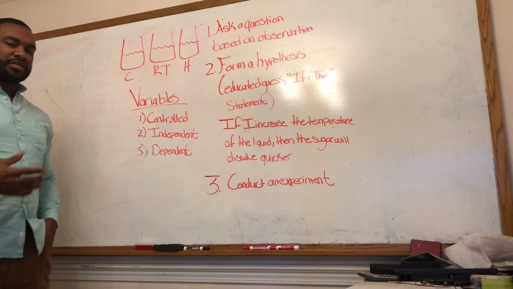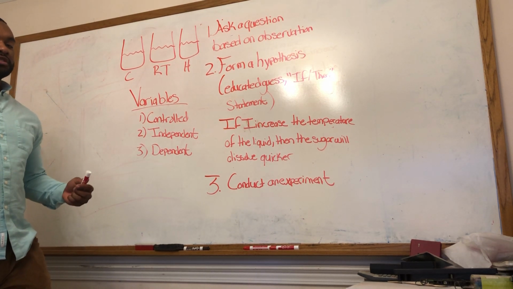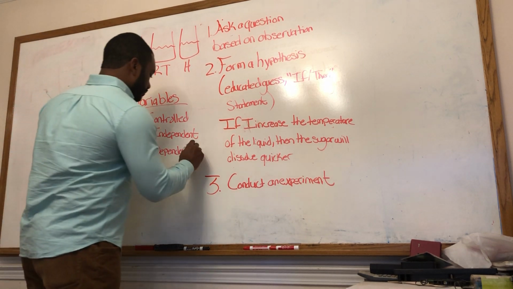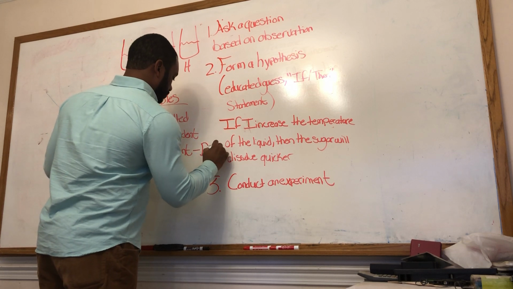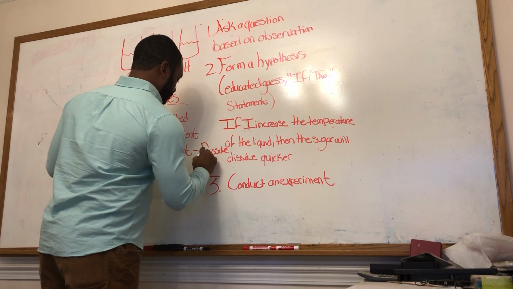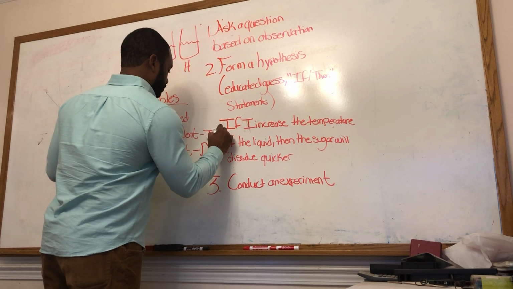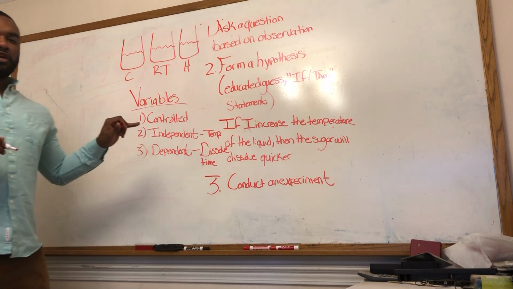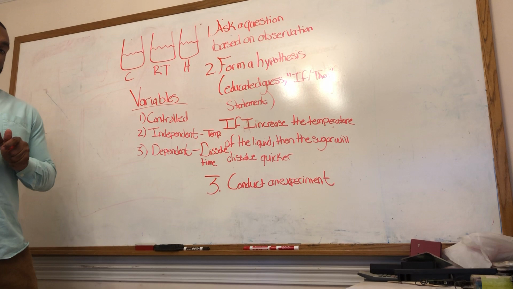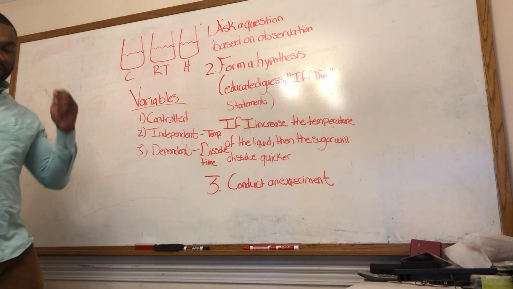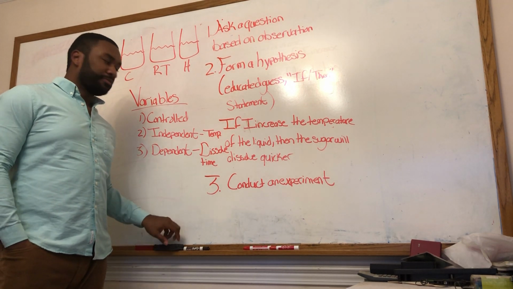So our dependent variable is going to be how fast the sugar dissolves. Independent variable is temperature. Dependent variable, which we cannot control, is how fast the sugar dissolves. We can't control it, but we can measure it. Keep that in mind.